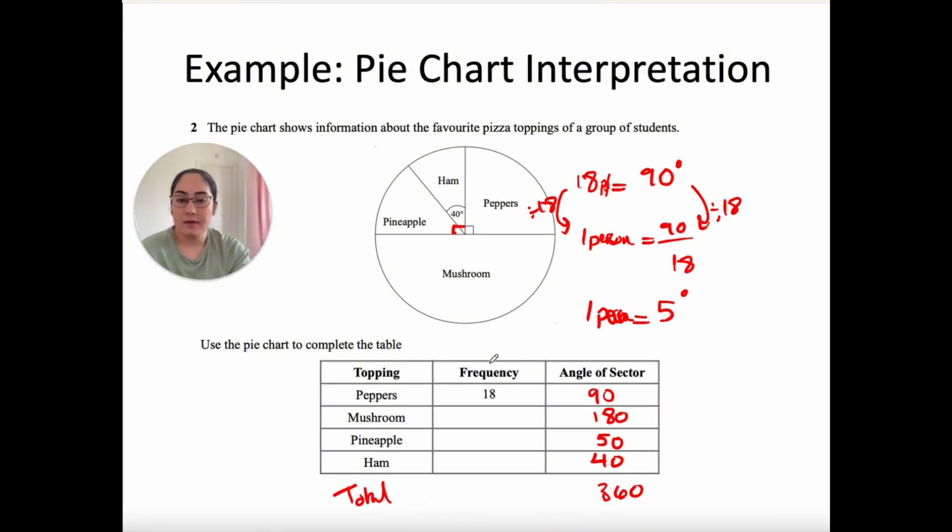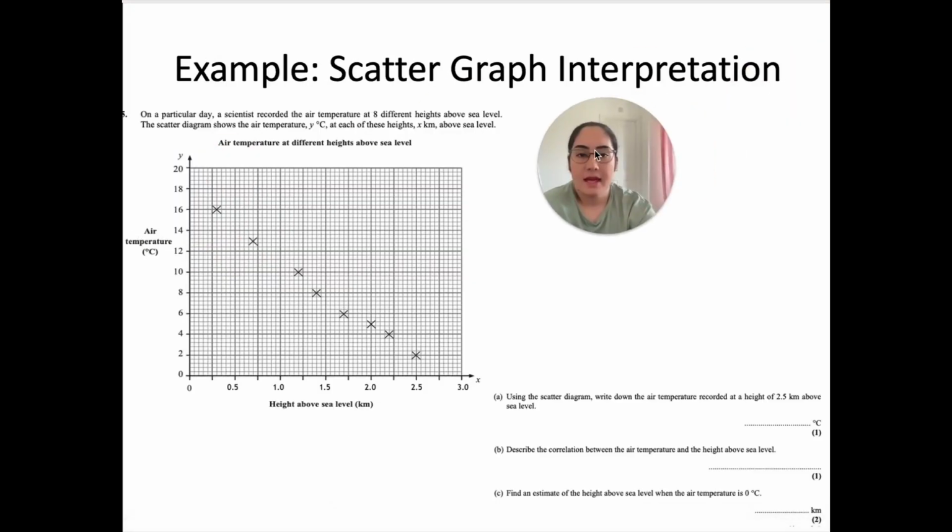So now that we have the angles for all of them, we can find out the number. If one person is represented by 5 degrees, then we can look and see how many people 180 would represent. To go in this direction, we divide by 5 for all of them. So 180 divided by 5 gives us 36. 50 divided by 5 gives us 10. 40 divided by 5 gives us 8. And that's how many people each of these proportions represent. I hope that makes sense.